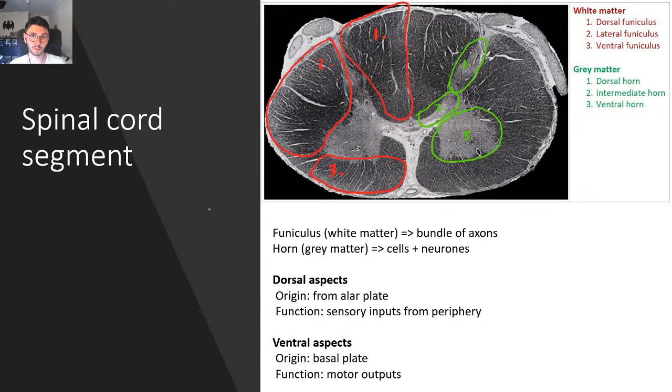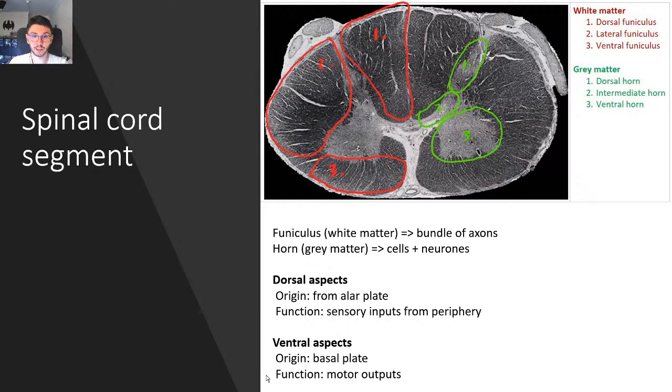Whereas the horns themselves, which is the gray matter, but they're depicted as white here, they contain the cells and the neurons. So what we have here is a division between the gray matter and the white matter. Just like we have in the brain, it's also present in the spinal cord. Now the dorsal aspects, so that's the ones in the back here, they come from a different segment than the ventral aspects.